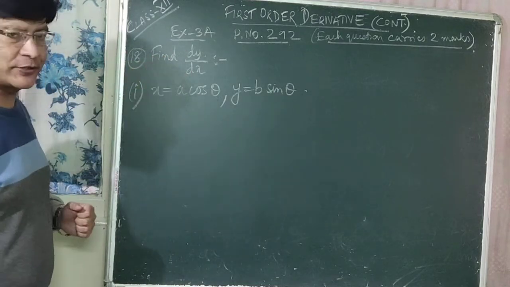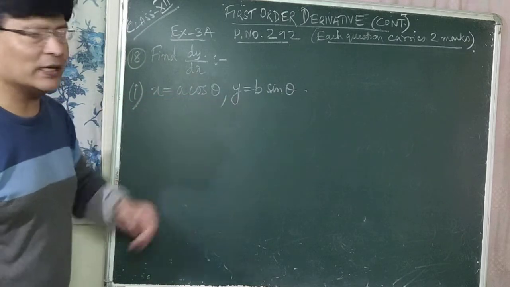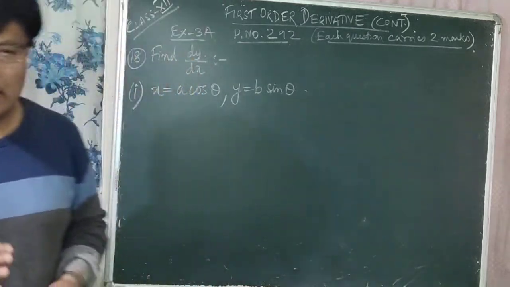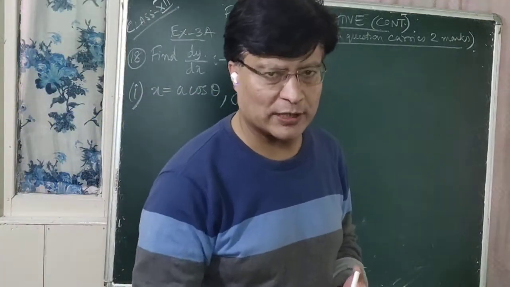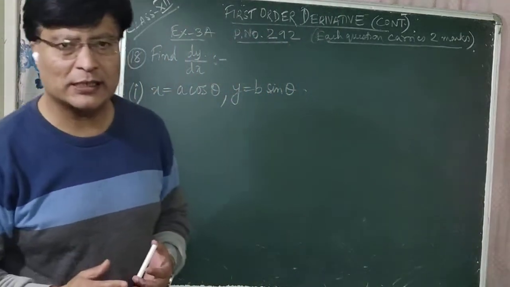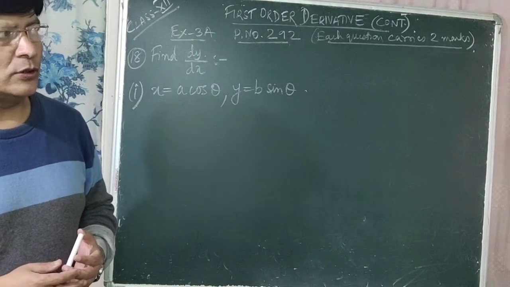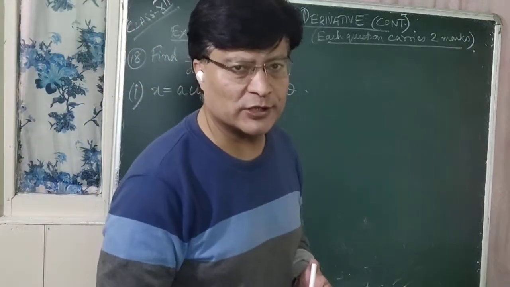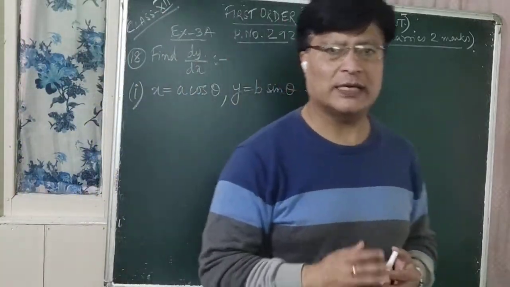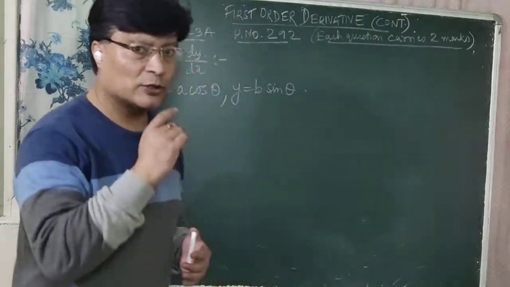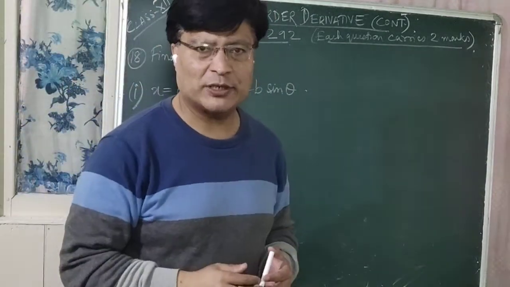Find dy by dx. Question number 1 is x is equal to a cos theta, comma y is equal to b sin theta. Now in the last online class I told you about explicit function, implicit function and parametric function. I told you about all these functions, and we did problems on how to differentiate explicit function and implicit function. Today we shall discuss the differentiation of this parametric function.